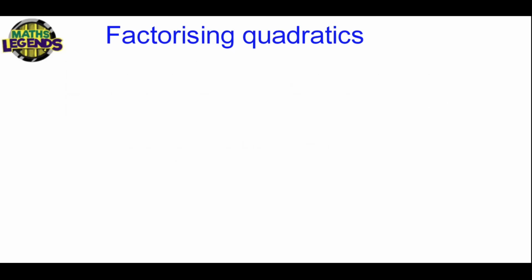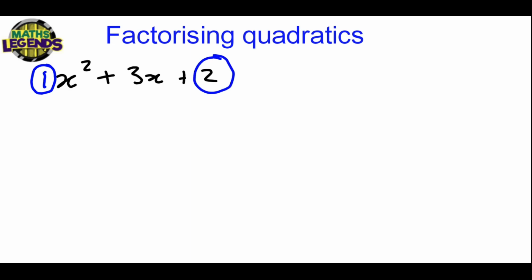Factorizing quadratics. Let's say we have the equation x squared plus 3x plus 2. So now what we look at is what number is in front of the x squared. So here it's effectively 1, and then we look at the number at the end, so there's 2. So on the side what we do is we work out what 1 times 2 is. So we multiply these two numbers together and that gives us 2.